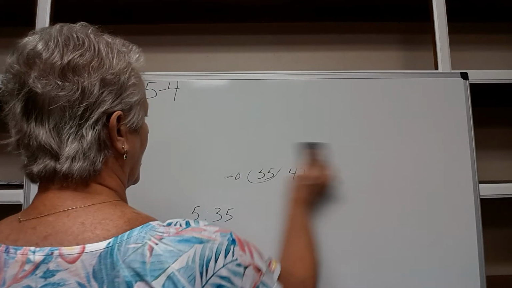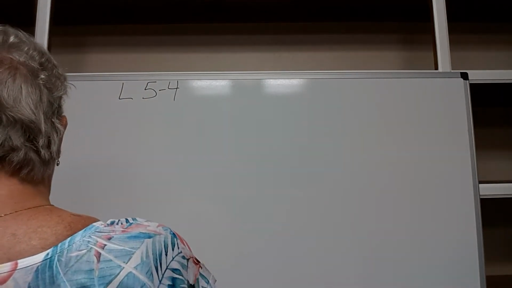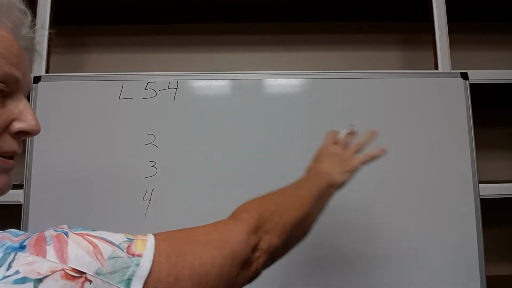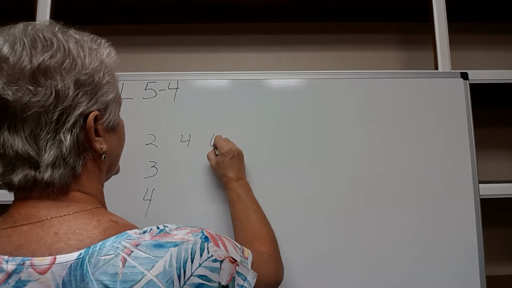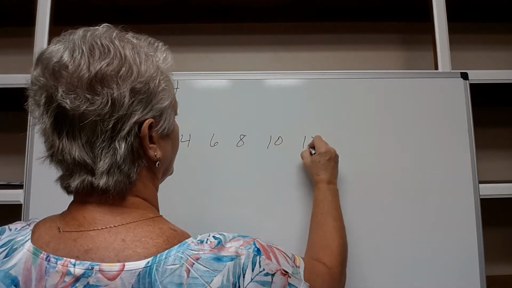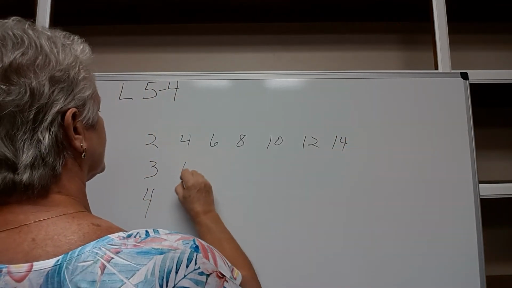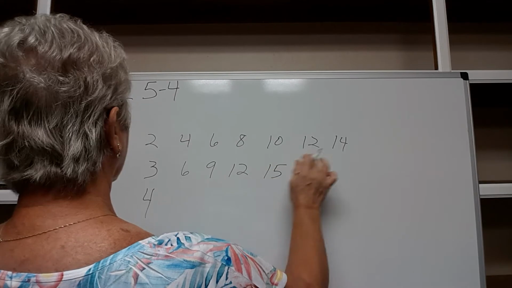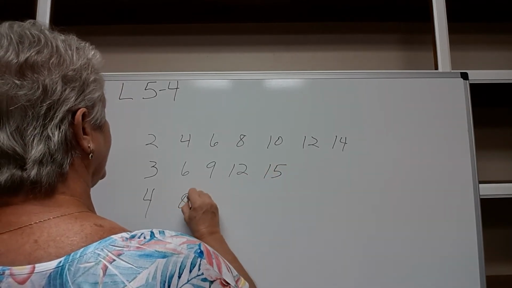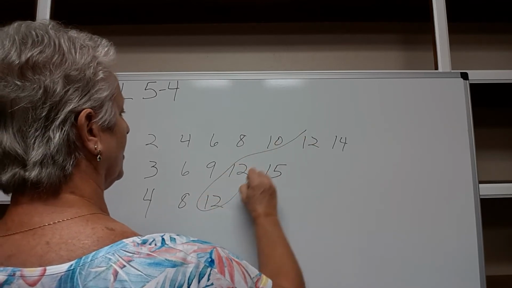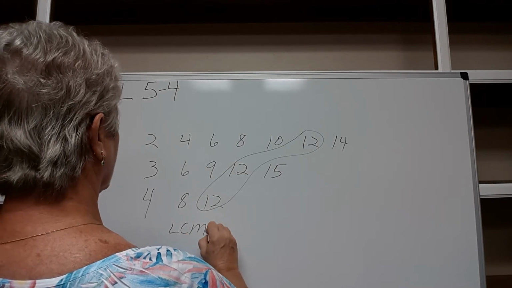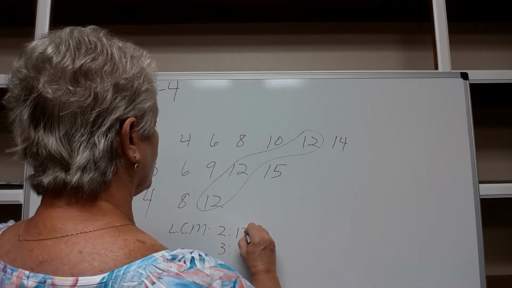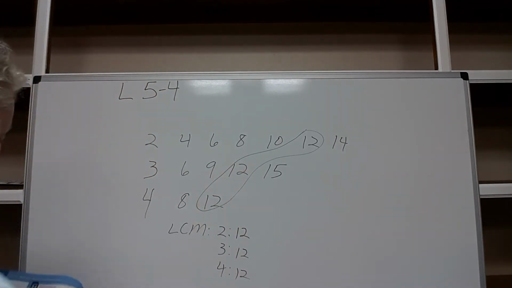Okay, let's do a couple more least common multiples. Let's do 3 numbers: 2, 3, and 4. First, let's put some multiples out here. So we have 2, 4, 6, 8, 10, 12, 14, okay, 3, 6, 9, 12, 15, okay, we have something in common here. Let's try 4. 4, 8, 12. So the least common multiple for these 3 numbers, 2, 3, and 4, is 12. See how simple that is?